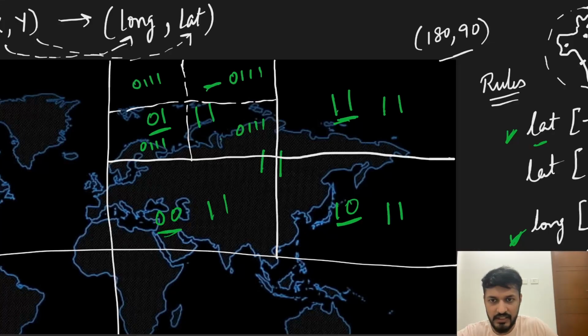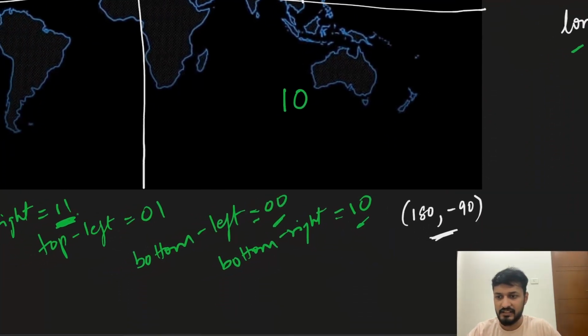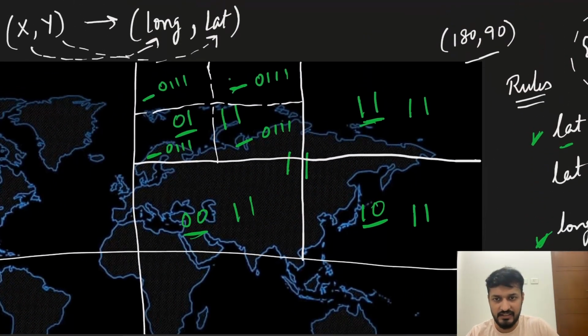Now what will be the prefix? So it is top right. Since it is top right, it will be 1 1, right? This will be 1 1. This is top left, this will be 0 1. This will be 0 0 and this will be 1 0. So for this smaller block, the geohash will be 0 1 0 1 1 1.